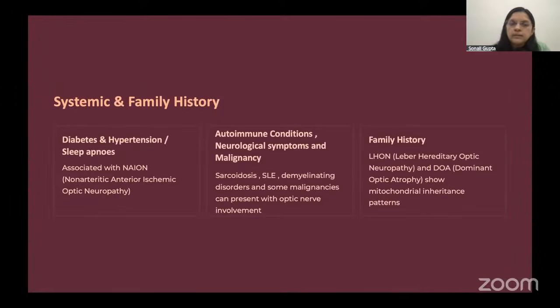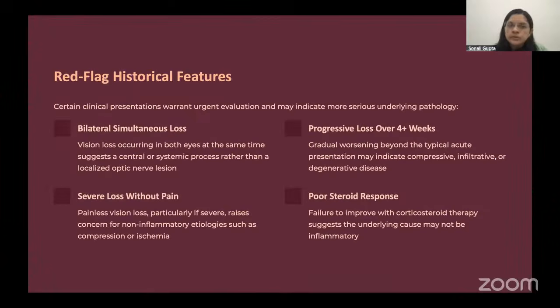So a good systemic history and family history because diabetes, hypertension, sleep apnea can cause the ischemic optic neuropathies. Autoimmune conditions, neurological symptoms, malignancies, they can also present with optic nerve involvement. And family history is important in the hereditary causes like Leber's dominant optic neuropathy, which usually show a mitochondrial inheritance pattern. So, based on this, again, we are trying to narrow down the etiology.